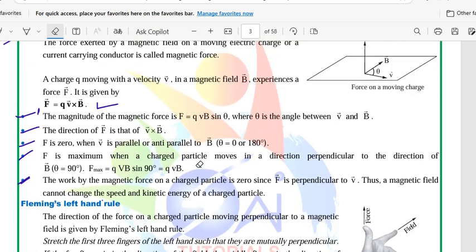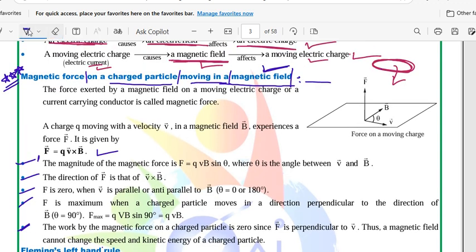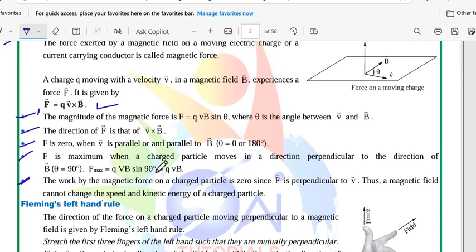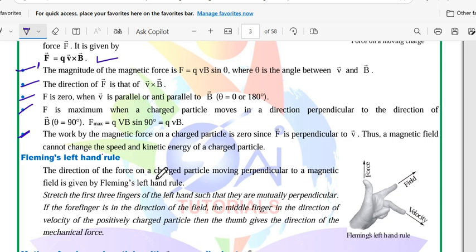This means F bar is perpendicular to B bar and also perpendicular to v bar. F is 0 when the velocity is parallel or anti-parallel to the magnetic field. It will be maximum when theta is equal to 90 degrees, that is, when the charged particle moves in a direction perpendicular to the direction of the magnetic field. In that condition, the magnetic force becomes maximum.